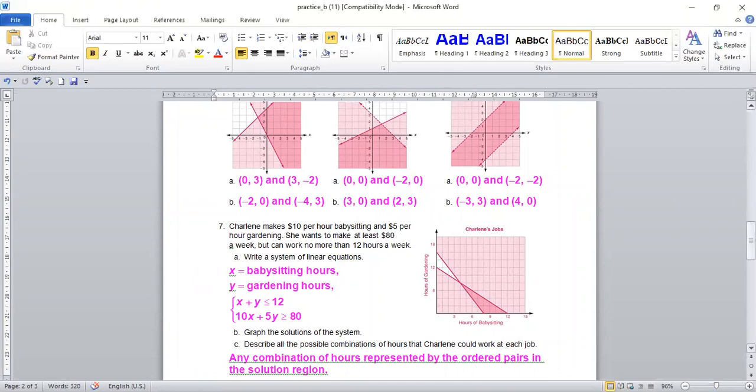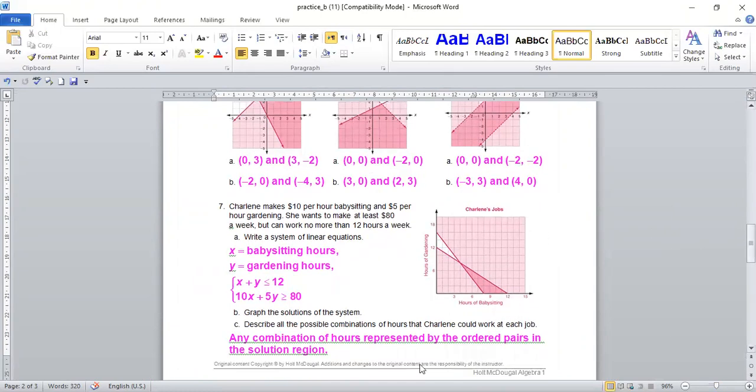Okay, now this one I know most of you will not do, but still let's discuss it because it will be helpful when you have MCQs. Charlie makes $10 per hour babysitting and $5 per hour gardening. So 1 hour of babysitting is $10 and 1 hour of gardening is $5. She wants to make at least $80 a week, but can work no more than 12 hours a week. Now, "no more than" means it's going to be less than or equal to. She cannot work more than that, but she can work 12 or less than that.